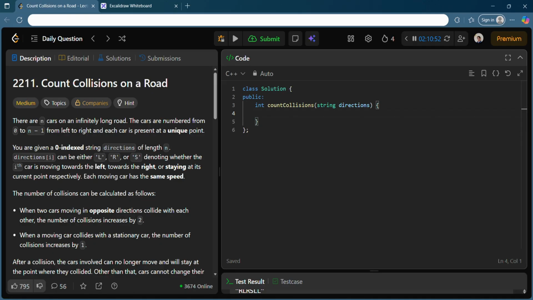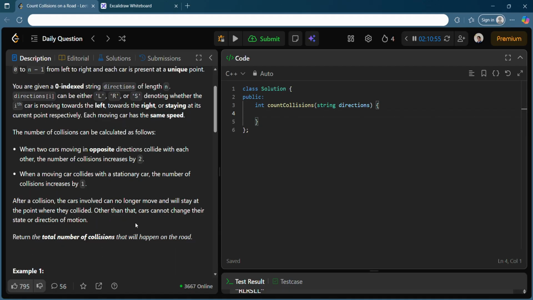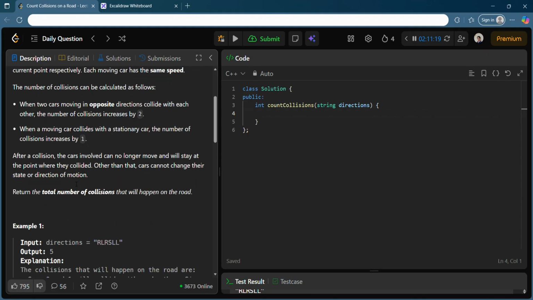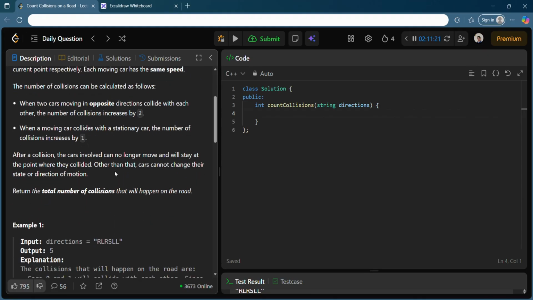and each car also has the same speed. You need to count the number of collisions. Each moving car can collide with a stationary car, and if they collide, the stationary car's contribution is not counted. But when two cars moving in opposite directions collide with each other, the number of collisions increases by 2. That is, each of the moving cars will get increased by 1. When a moving car collides with a stationary car, the number of collisions increases by 1. So you can easily find the number of collisions.